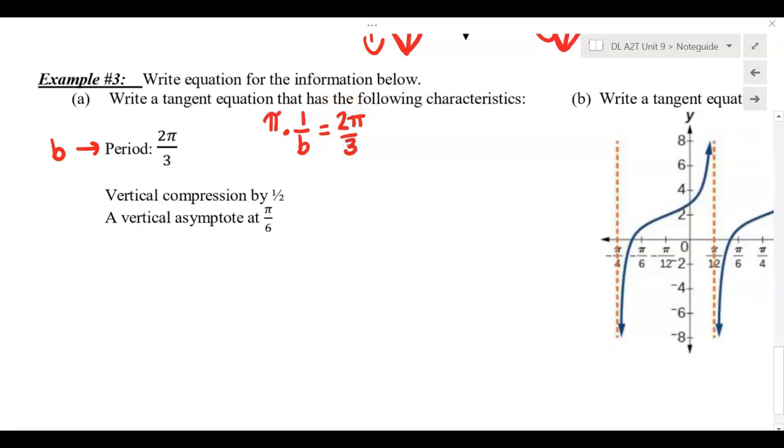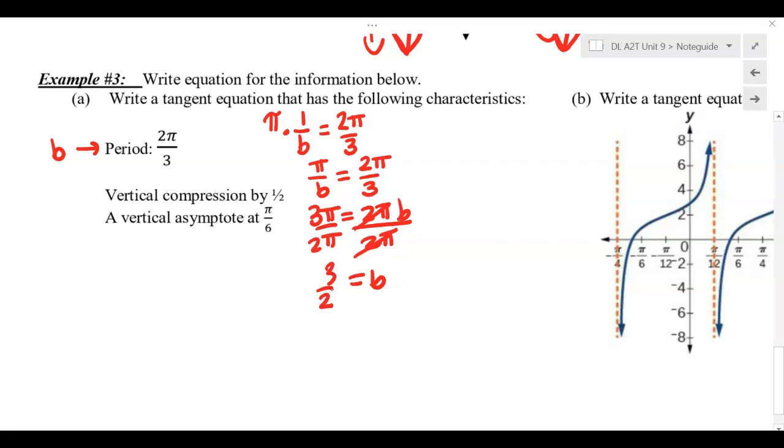And so this is what I want to solve. So this equation for me would say pi over b equals 2 pi over 3. That would say that 3 pi equals 2 pi b. And that b is equal to 3 over 2. So I have a b value of 3 over 2. There's a vertical compression by a half, so I'm going to have an a value of 1/2. And there's a vertical asymptote at pi over 6.